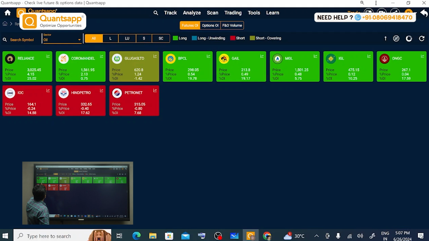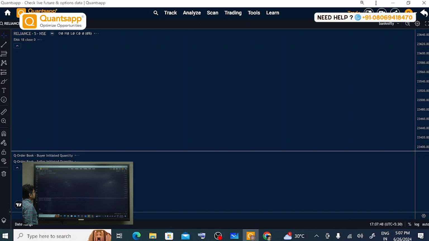Reliance, you can see Reliance has given the momentum, BPCL, GAIL, MGL, IGL, ONGC. Just look at the figure, look at the OI changes and look at the price changes over here. So if I am going to select the Reliance, just wait a minute. It's coming. Just look at the Reliance.